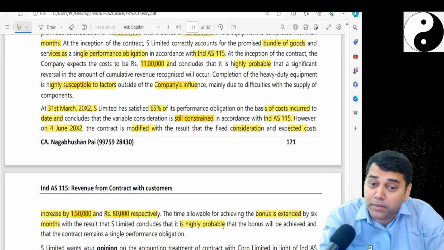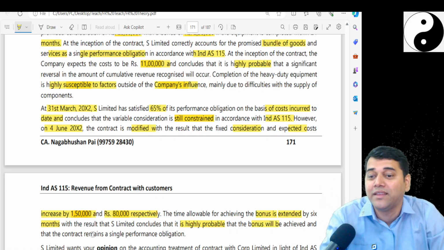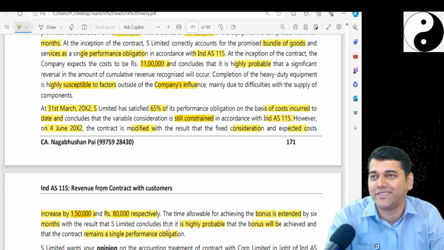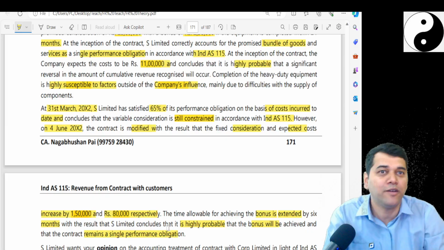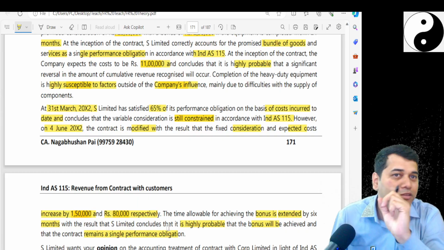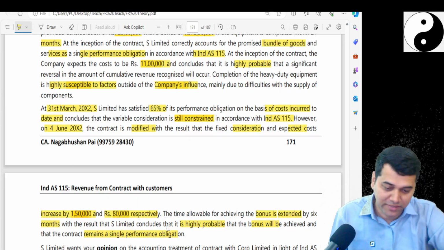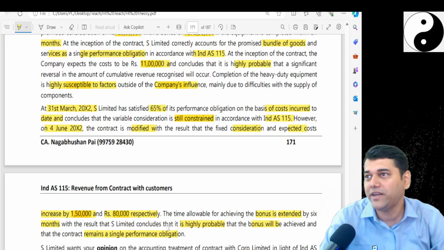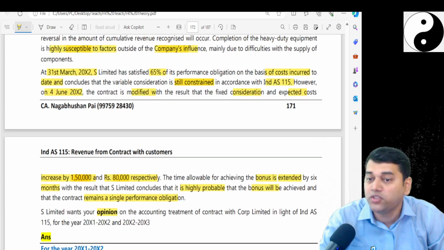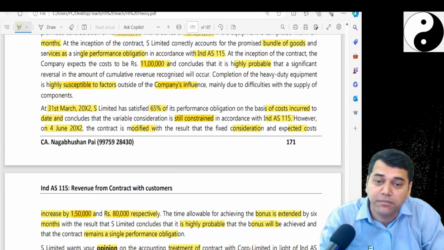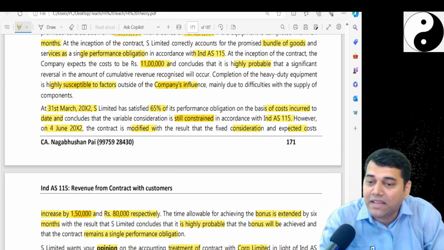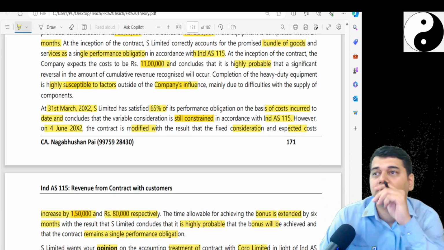And it is highly probable that the bonus will be achieved this time, and that the contract is still a single performance obligation. Beautiful. Since you got an extension of 6 months this time, initially you were not sure whether you will get the variable consideration or not. But since it is extended now, you become confident. Now, X Limited has got an opinion, wants your opinion on the accounting treatment of the contract in light of 115 for 11-12 and 12-13.